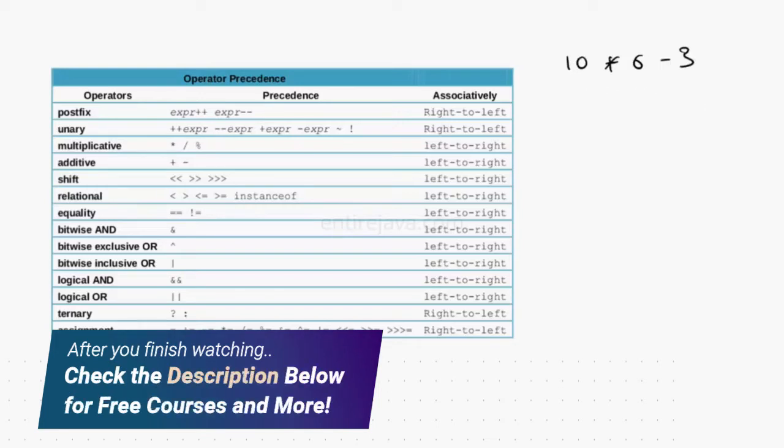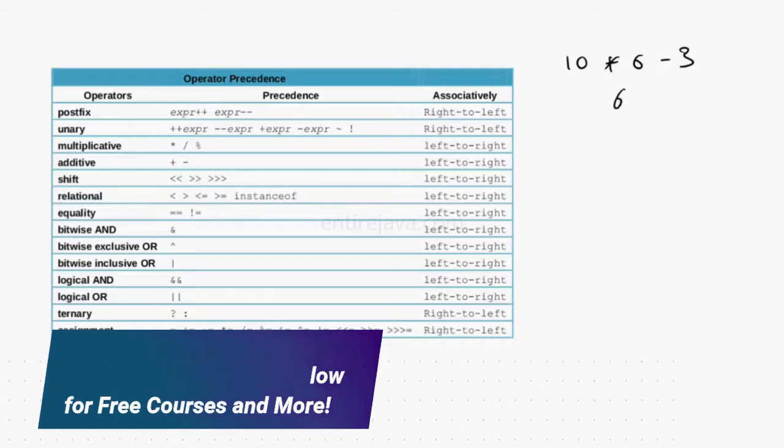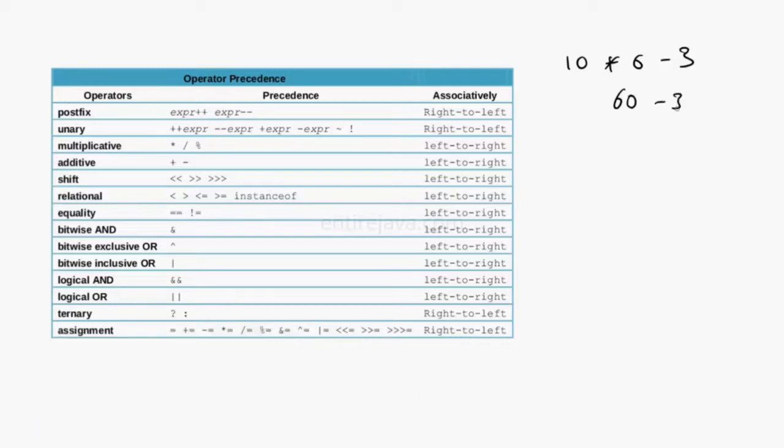Now, if we run the program, would the output be 10 multiplied by 6, 60, and minus 3 would be 57? Or would it be 10 multiplied by 6 minus 3, which would be 3, which gives us the result of 30? Which one is correct? This is ambiguous. We don't know how to evaluate this.